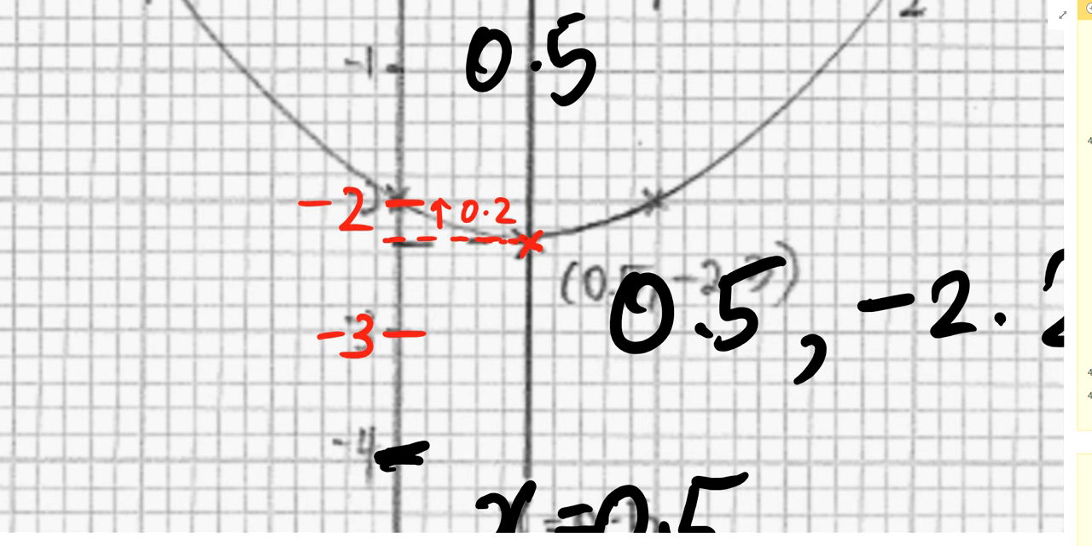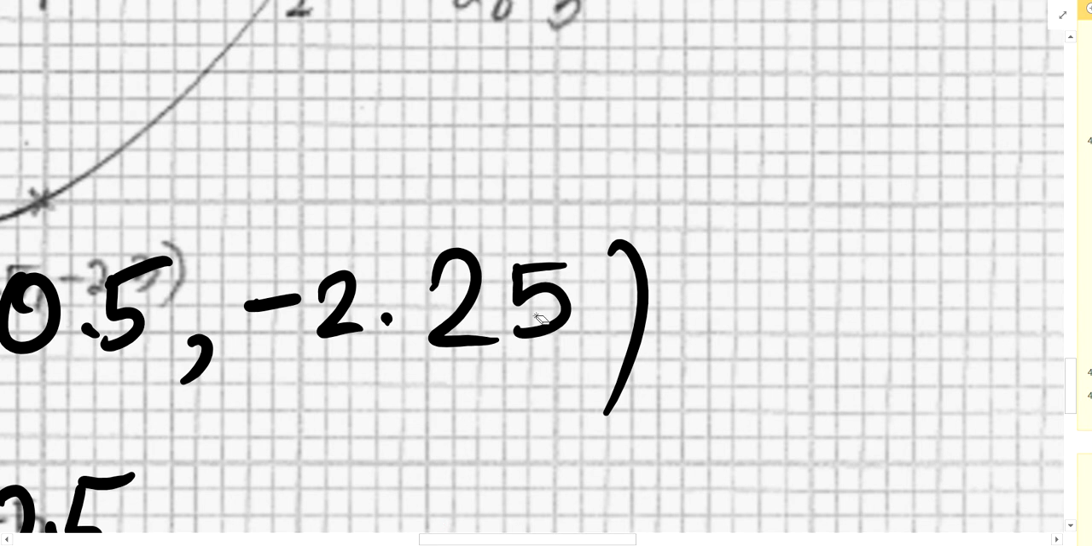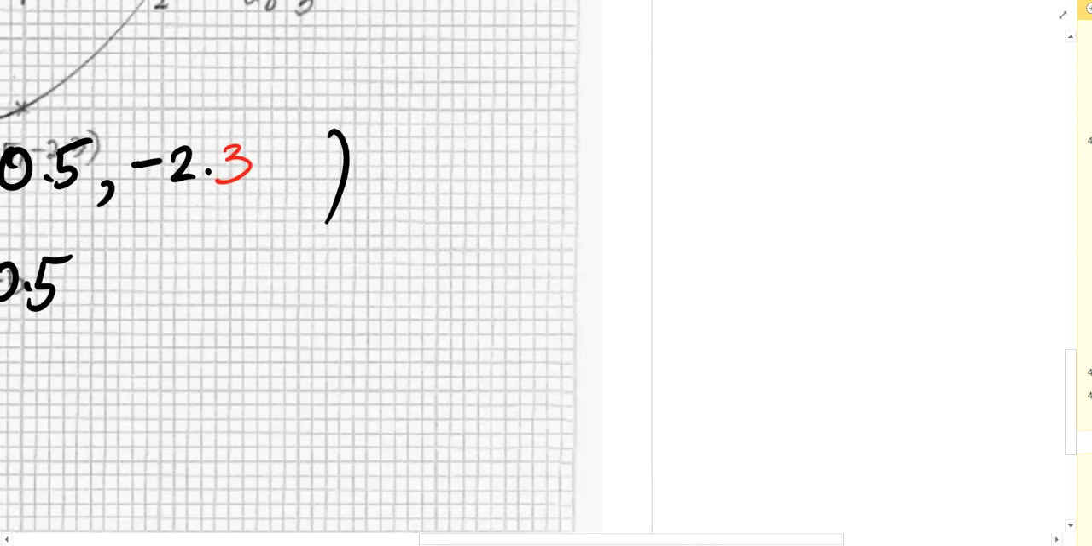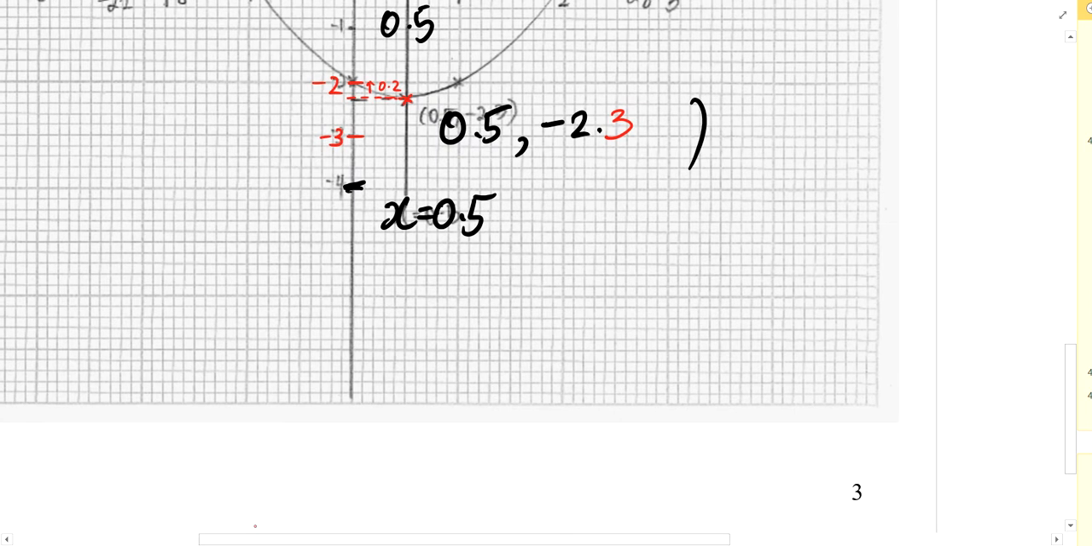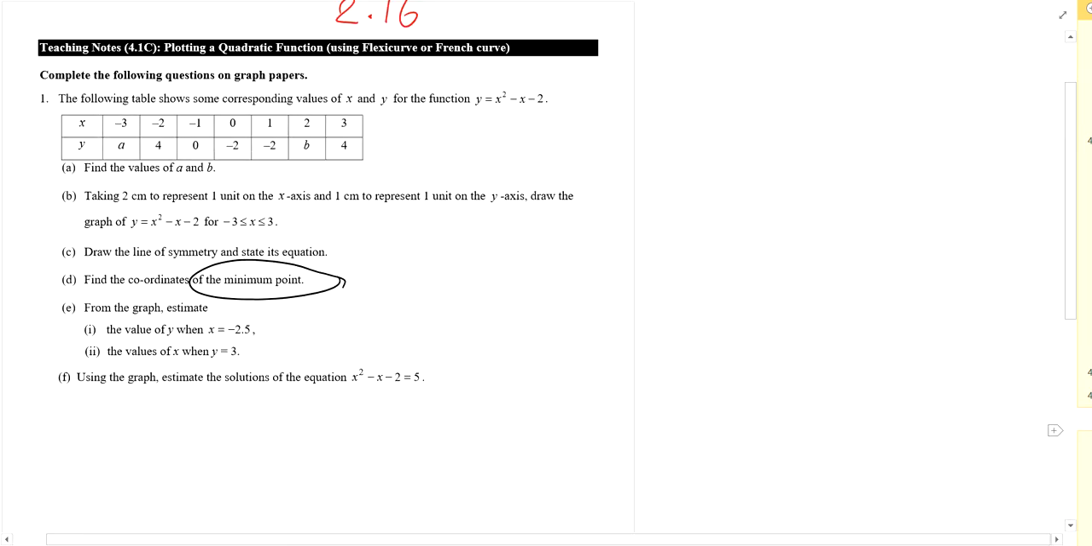We can only read up to half of a small square. Nothing more. Okay? So this answer over here, we will write as negative 2.3. But deep down, we know that the exact answer should have been negative 2.25 if we use a calculator. Understand? Okay. With that, let us continue. We have written down the minimum point already. From your graph, estimate the y value when x is negative 2.5.